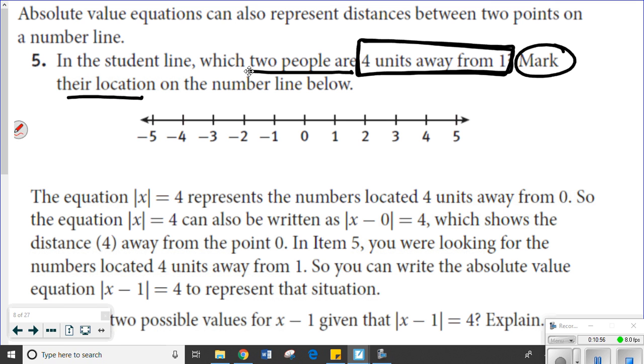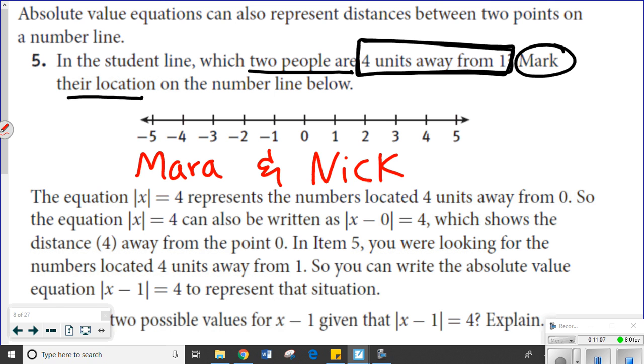So the 2 students are Mara and Nick. Let's see, how did we get that? This is the number that we're starting. Okay, we're starting at 1, and we're going 4 units away. So we need to go 1, 2, 3, 4. And then we need to go 4 units away the other direction. 1, 2, 3, 4. And there's our second point, our second dot.